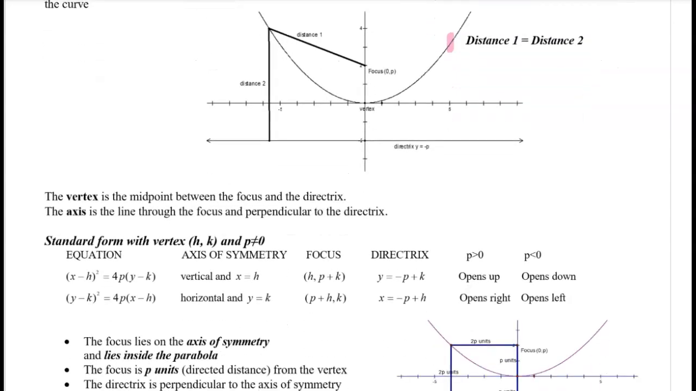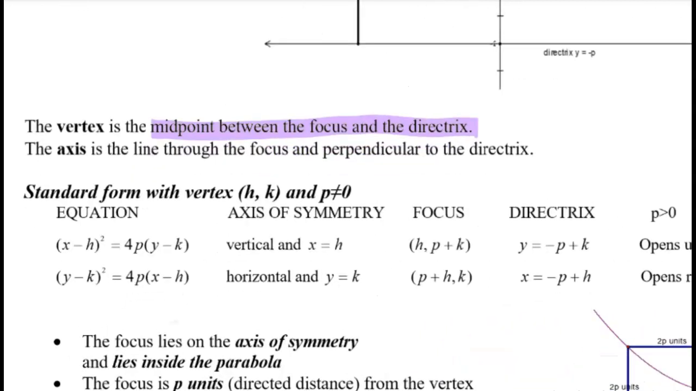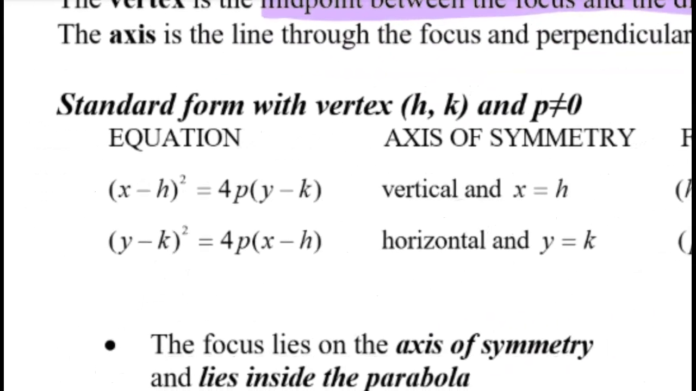Our vertex is the midpoint between those two things. So the midpoint between my focus and directrix is the vertex of our parabola, and our axis of symmetry is the line through the focus and perpendicular to the directrix. Lots of new vocab, but we'll talk about it once we get there. We are going to be dealing with parabolas that open to the left and to the right.